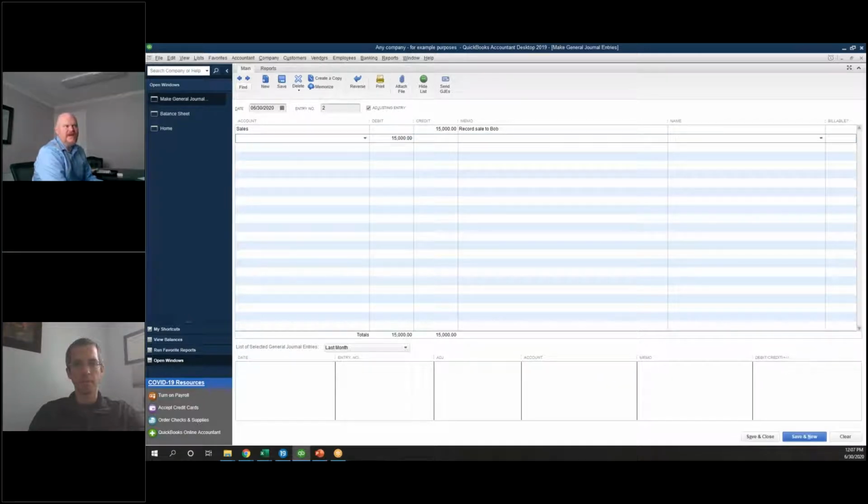And then where does it go? This $15,000 came in the form of cash, and so I would say I want it to go to my bank, and then I would record this transaction. And if I record this transaction, a couple of things are going to happen. So I'm going to save and new.